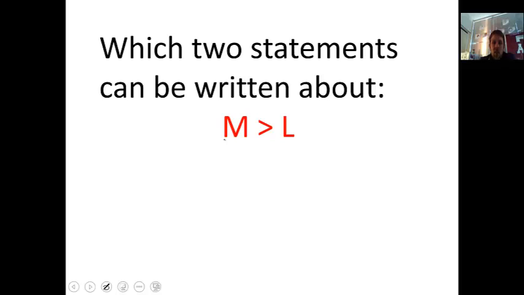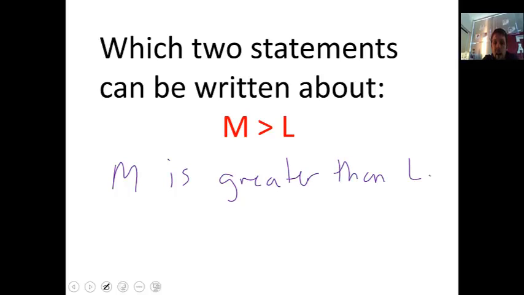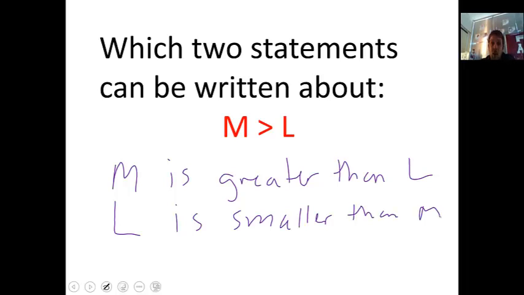So which two statements can be written about this inequality? Well, the alligator's chomping the M, so that means the M is bigger. We could say that M is greater than L. Or we can say that L is smaller than M.